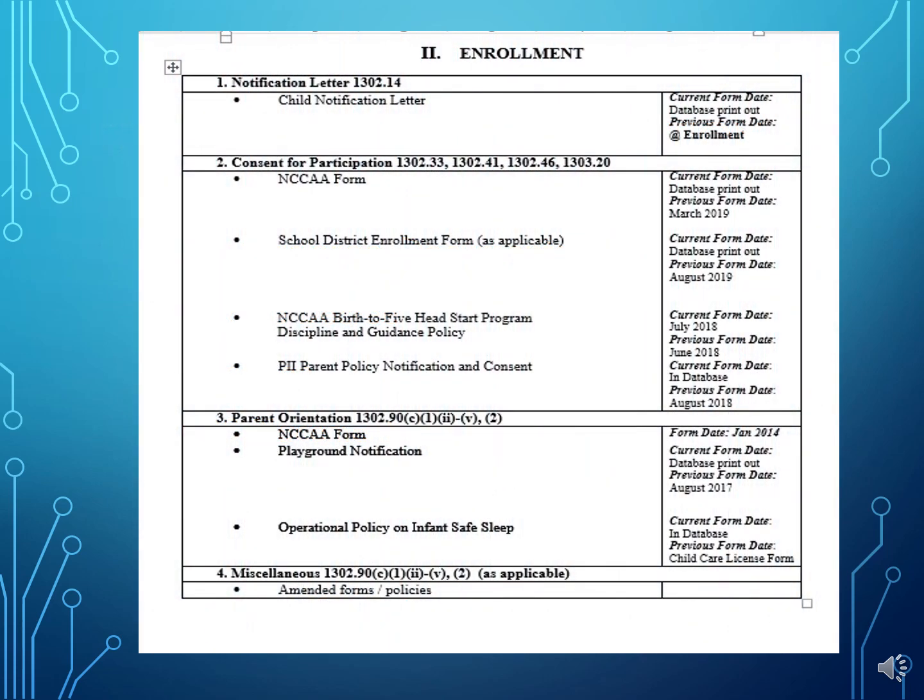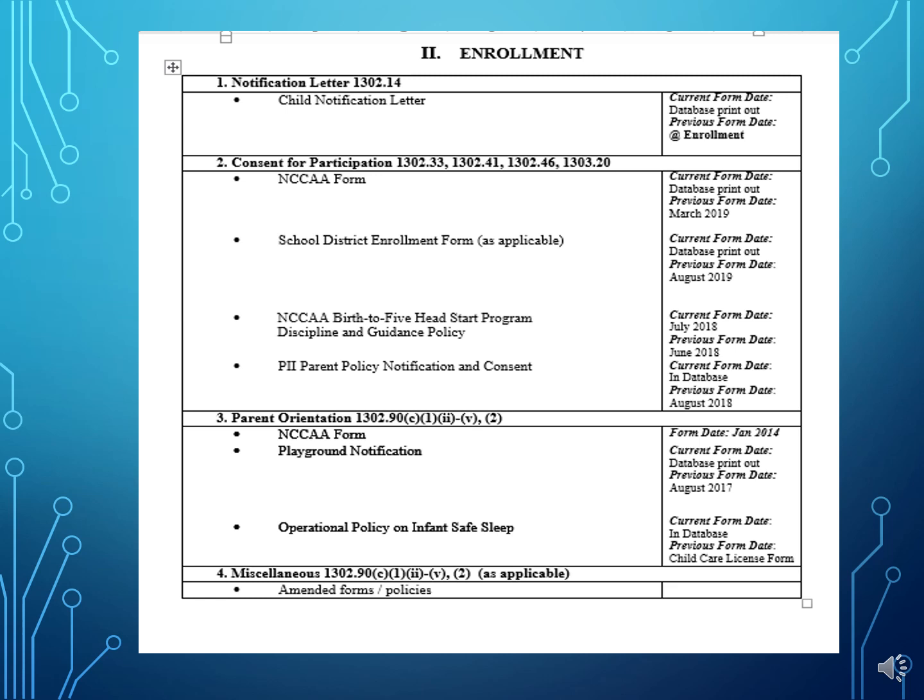Then we'll go to the table of contents section labeled Enrollment, section number 2. Under this section, we'll have the notification letter, which is the child notification letter. It is created in the child's database now, and it will be printed out from the database. Then we have the consent for participation form that is now created in the database as well. The school district enrollment form is also created in the database and will need to be printed. Then we have the discipline and guidance policy, which we've updated.